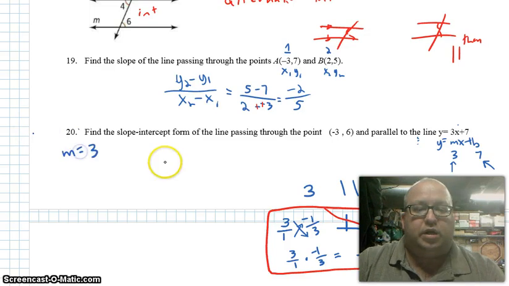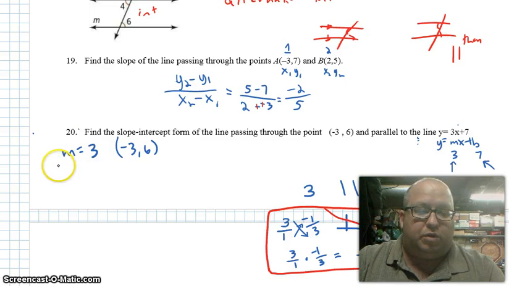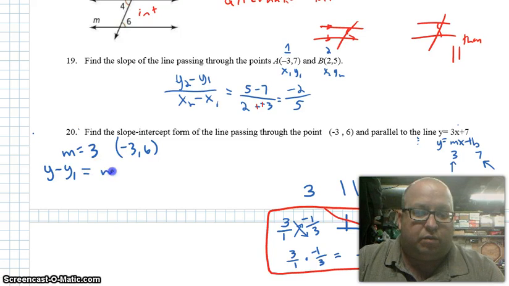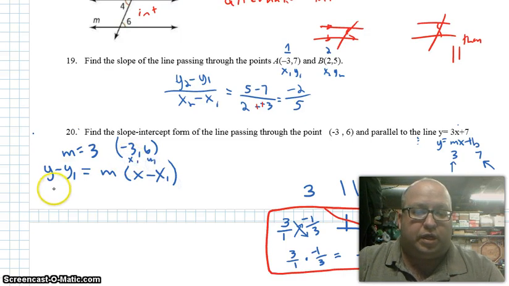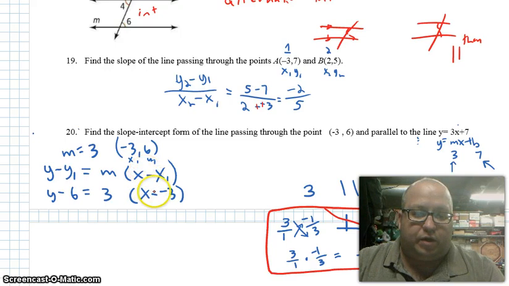So our m is 3. Now we also need to use this point right here, (-3, 6). The easiest thing to do would be to put this into point-slope form, which looks like this: y minus y1 equals m times x minus x1. And guess what? There's my x1, y1. So let's plug that in. y minus 6 equals 3 times x minus -3. There's that double negative cropping up again. We're going to add the opposite, so those turn into pluses.